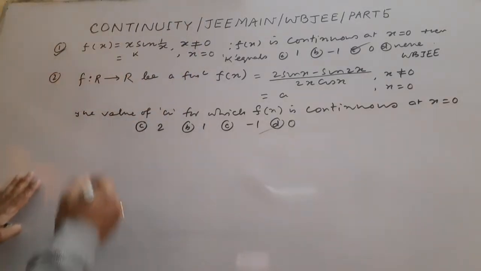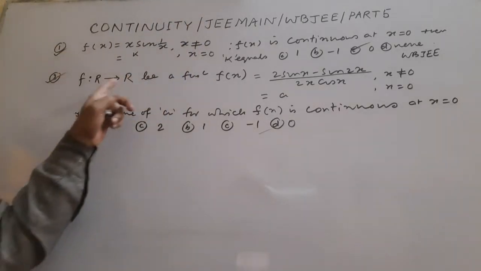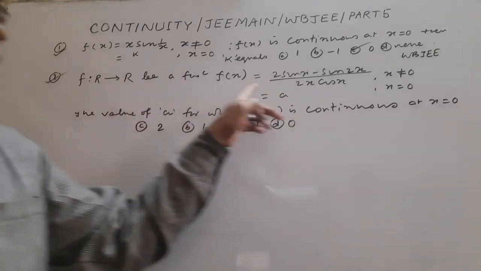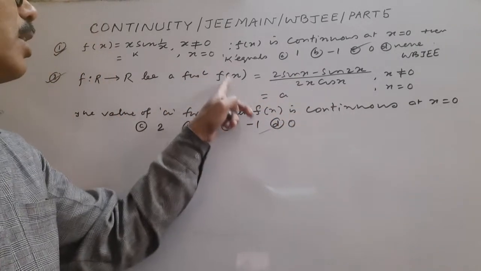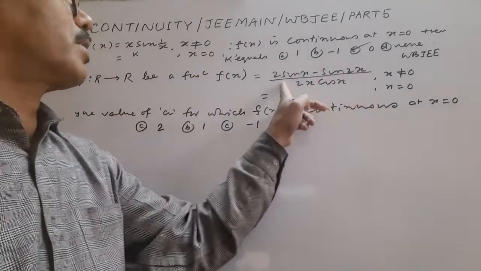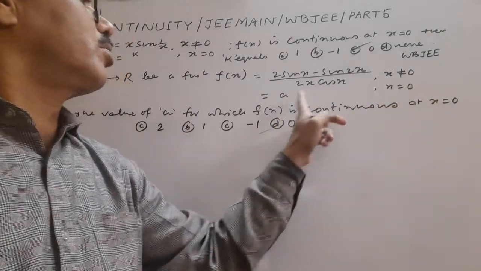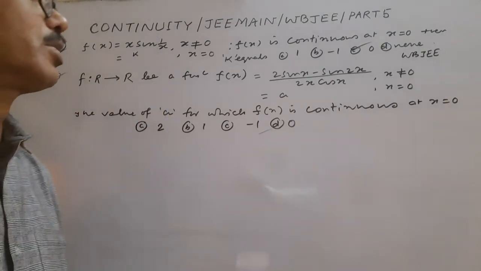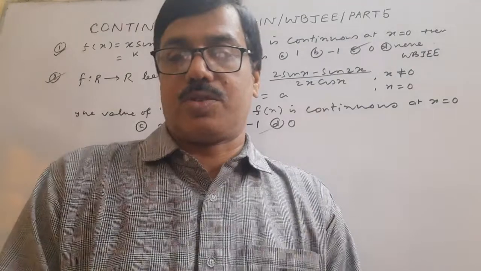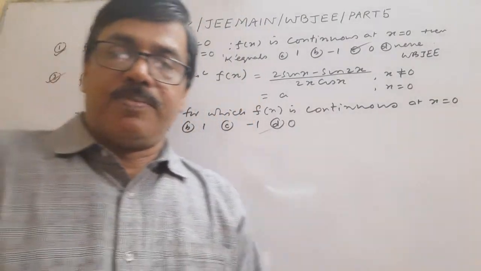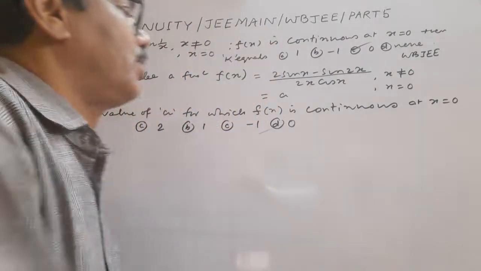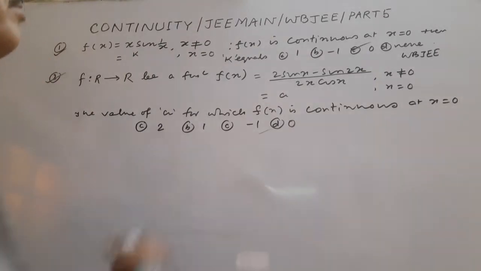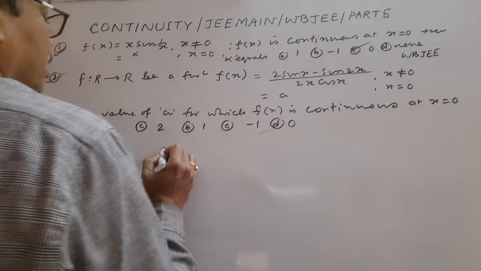Now, problem number 2. If f from R to R, real number to real number, is a function such that f(x) equals this, x not equal to 0, a at x equals 0. Find the value of a for which f(x) is continuous at x equals 0. So, I have already solved this type of problem in part 4. So, it is continuous at x equals 0.